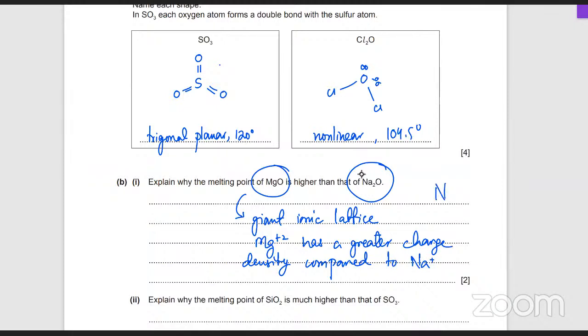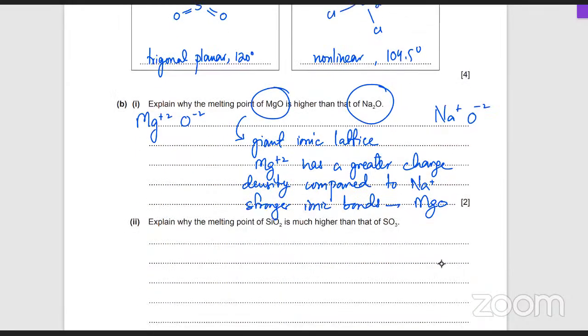So Na+ is not going to attract the O2- that strongly. Mg2+ will attract the O2- very strongly. Okay? Obviously, it's plus 2. Plus 2 is going to exert a greater force of attraction, so it's going to have greater charge density. So it's going to form stronger ionic bonds. So there would be stronger ionic bonds in MgO.